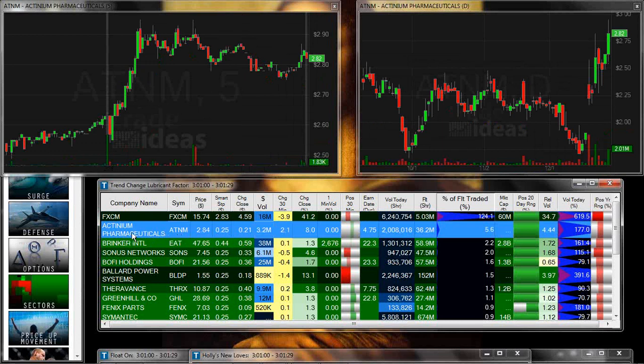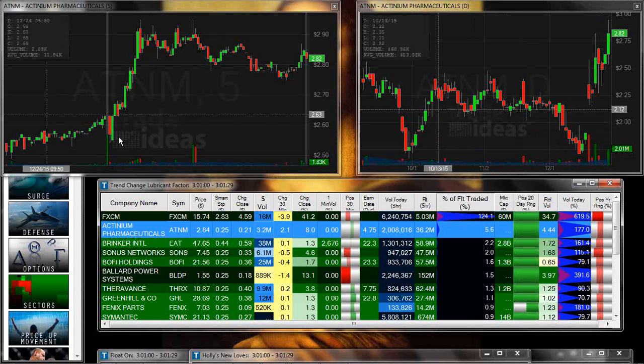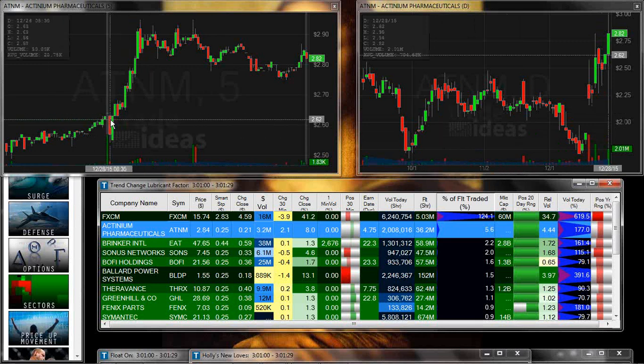ATNM, pharmaceuticals, all right, actinium. Once again, the bottoming pattern was already put in. However, if you look at the stock today, it is in its breakout mode. Now, ideally, yes, we'd like to try to get into them and do a little swing trading.